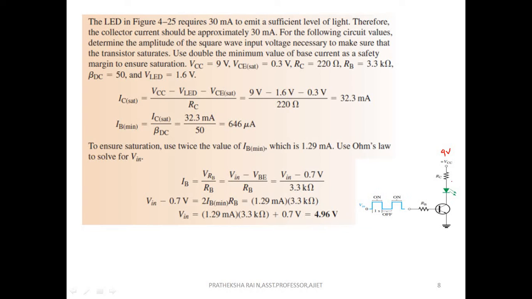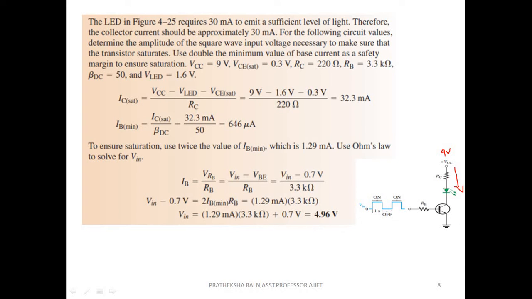To find IC, the collector current, first we use Ohm's law. We write VCC minus the voltage across the LED, VLED, minus the voltage across collector and emitter when it is in saturation, VCE saturation, divided by RC, and we will get IC saturation.